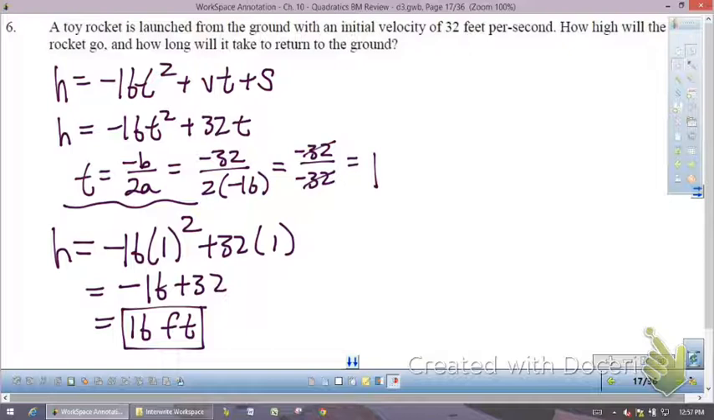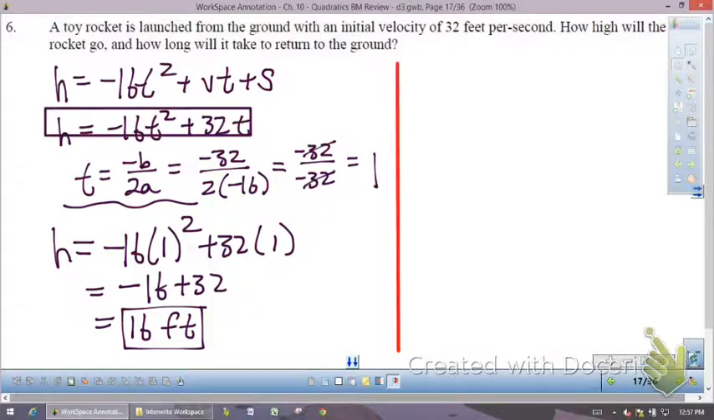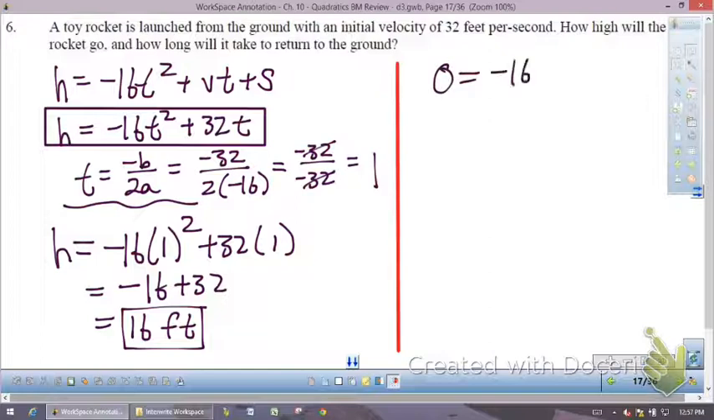Now let's go ahead and do the second part of the problem. How long does it take to return to the ground? So we're still using this function right here. But now we're going to set the height at the end of the story equal to 0. So we say 0 equals negative 16t squared plus 32t. Now you've found out a bunch of different ways to factor a quadratic, solve a quadratic, but the one that's going to work best here, of course, is factoring. What's the GCF? Negative 16t.